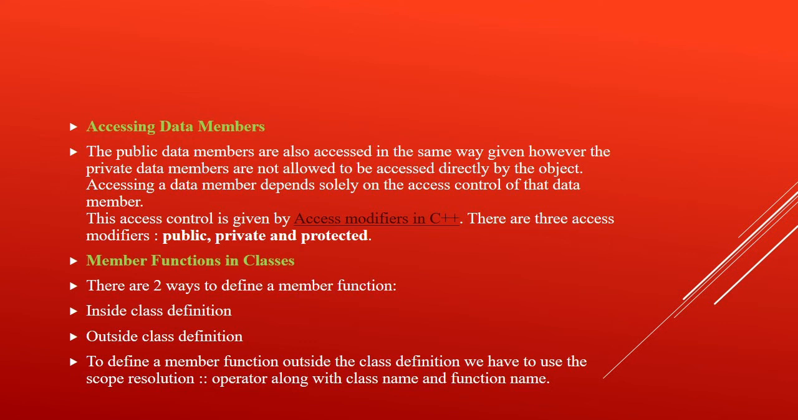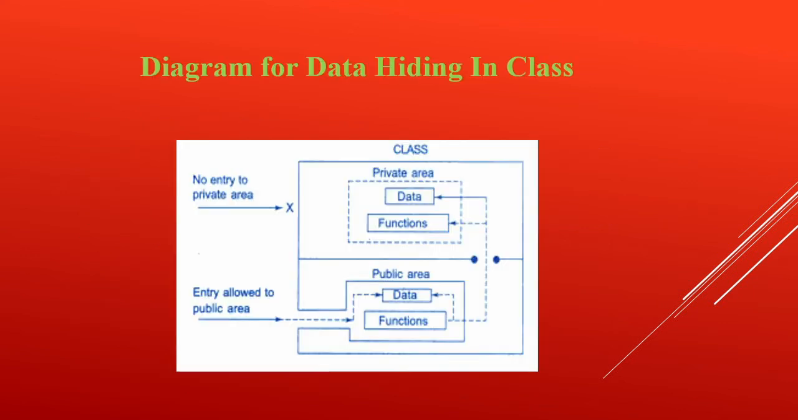Member functions in classes. There are 2 ways to define a member function: inside the class definition and outside the class definition. To define a member function outside the class definition, we have to use the scope resolution operator along with the class name and function name. Diagram for data hiding in a class. In this diagram, the public data members are allowed to be accessed directly by the object, whereas the private data members are not allowed to be accessed directly by the object.